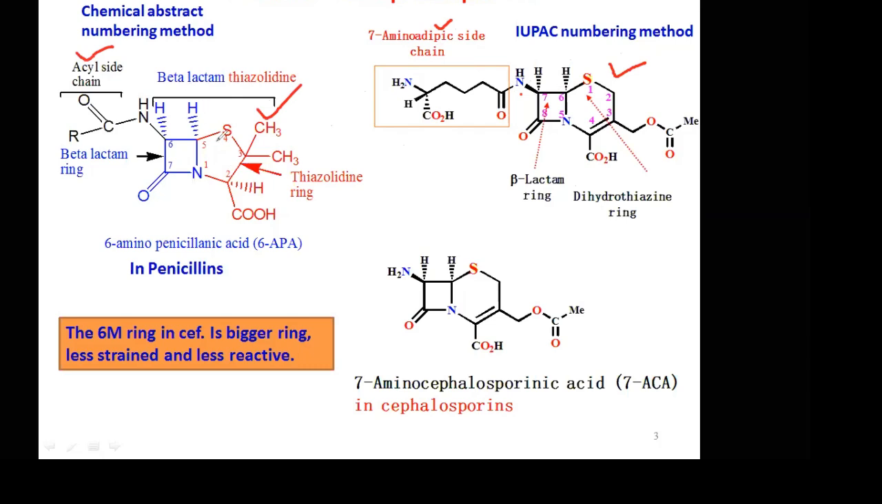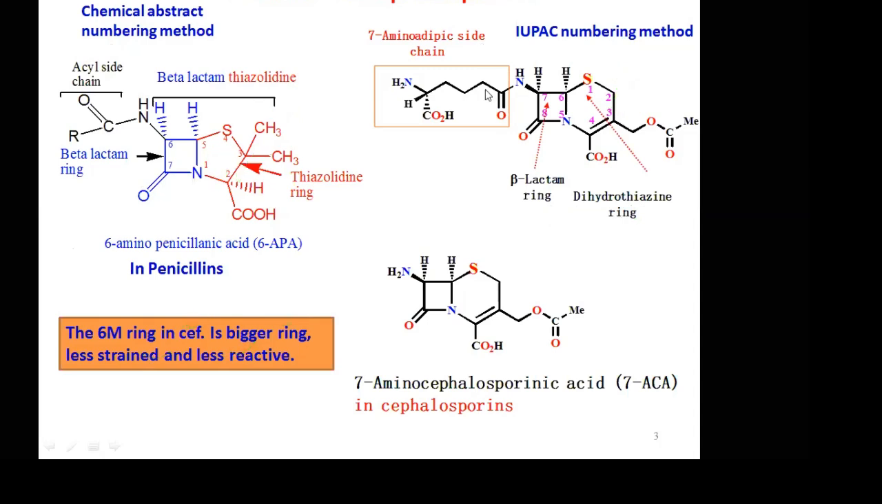Now here, in penicillins it is a 5-membered heterocyclic ring, whereas here it is a 6-membered heterocyclic ring. So the 6-membered ring in cephalosporins is a bigger ring, less strained and less reactive. So they are more stable drugs, cephalosporins.